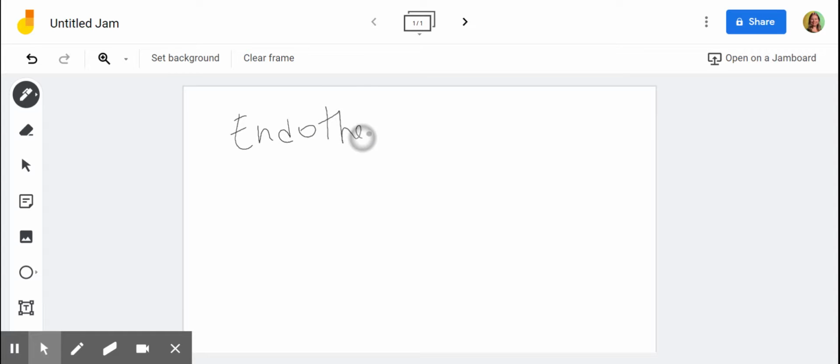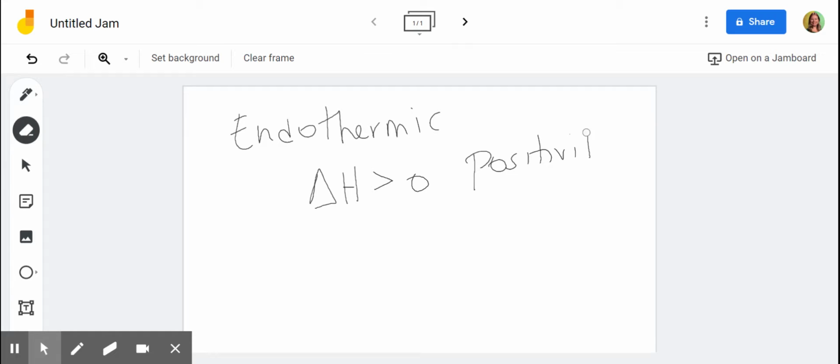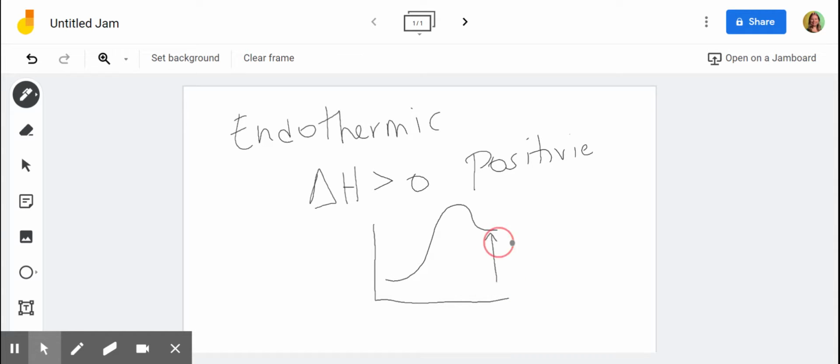endothermic, heat goes in, and we say that delta H is going to be greater than 0. That means it's positive. Okay, so if something is endothermic, positive with an E at the end. And it usually, not always, but usually looks like we are going uphill and we are ending at a higher energy than where we started. So this is our delta H. Okay, that's going in. That's endothermic.